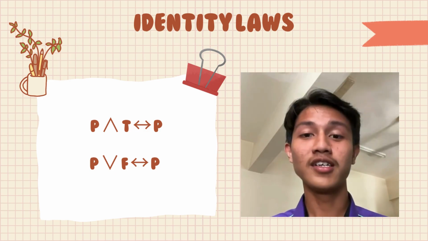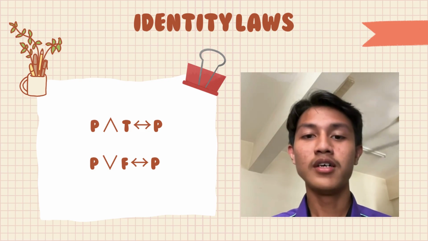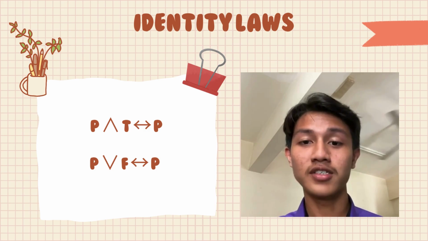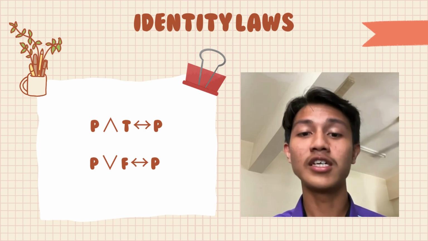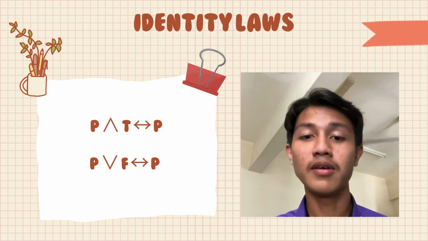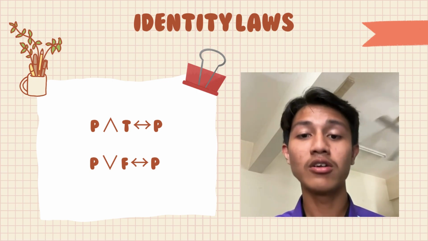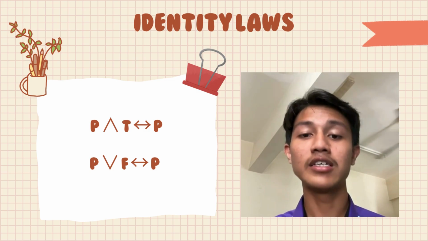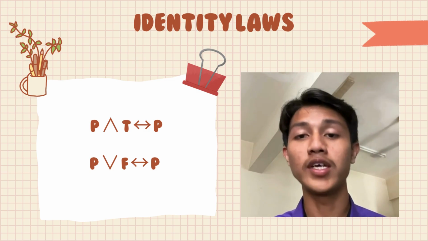So now, let's move on to the next part, which is the types of law. We begin with the identity laws. These state that when you combine any statement with a logical true or false, it stays the same. For example, P and T will get P, and P or F will get P. These laws reflect the idea that truth and falsehood don't change a statement when applied in this way.